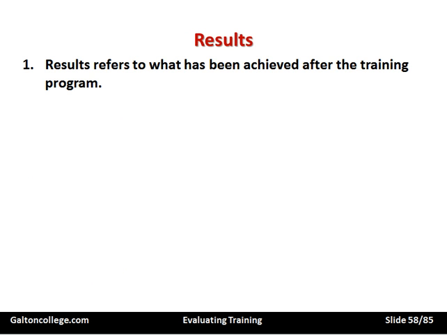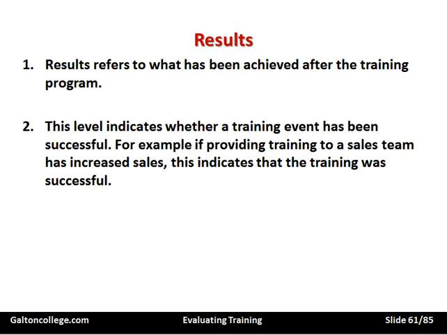Now the results. Well, results refer to what's been achieved after the training program. So what was the true outcome of the training program? This level indicates whether a training event has been successful. For example, if providing training to a sales team has increased sales, this indicates that the training was successful. So if a training program was focused on the marketing section of a business, and as a consequence of the training program, the sales force were more efficient and there were greater sales and the marketing objectives were being met, then the training program could be deemed as being successful. Now that would be an outcome.